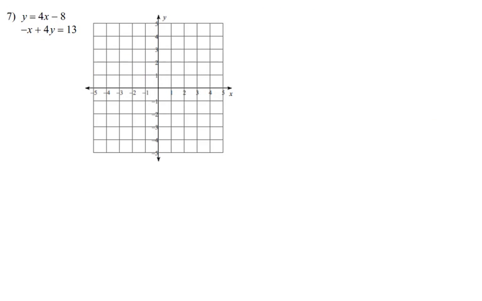Okay, now number 7. If I'm going to graph it, the first one's easy, it's in slope-intercept. So down to negative 8, which would be 5, 6, 7, 8. Up 4 to the right 1. Okay, there's my first equation.